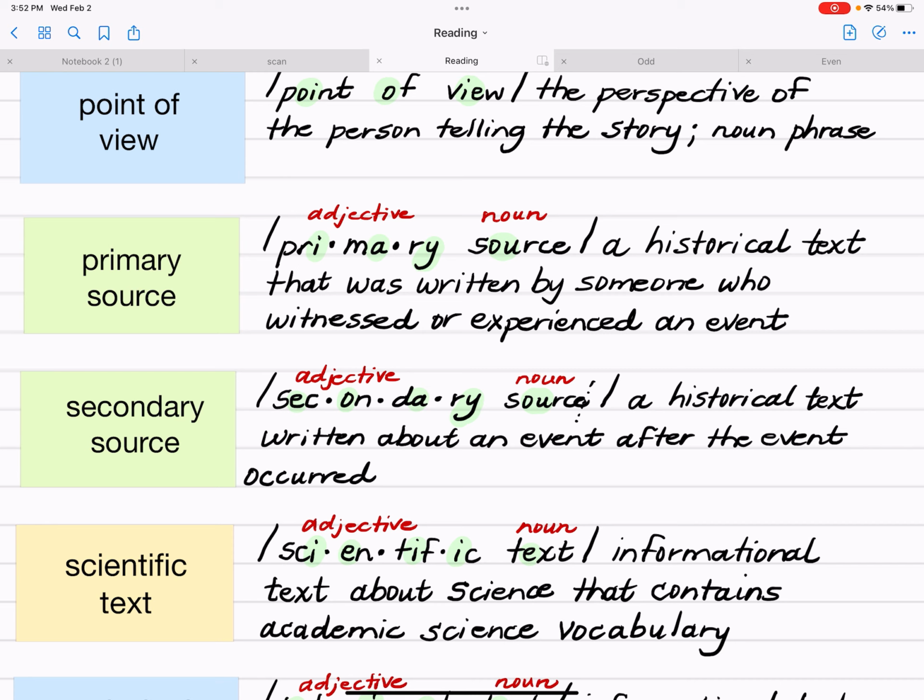If they're just telling you about the event and they didn't actually go through it for themselves, then we have a secondary source. So it's important to know the difference between those two.